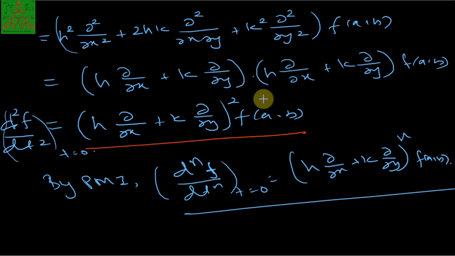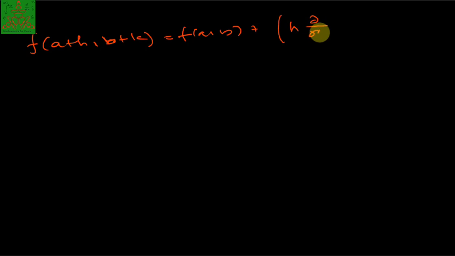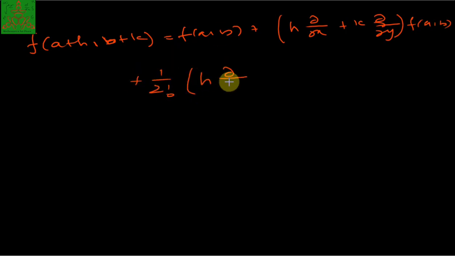And if I substitute all these values into the given expression, what we get is f(a+h, b+k) equal to f(a,b) plus (h ∂/∂x + k ∂/∂y) f at the point (a,b) plus 1 by 2 factorial (h ∂/∂x + k ∂/∂y)^2 f at point (a,b), and so on.